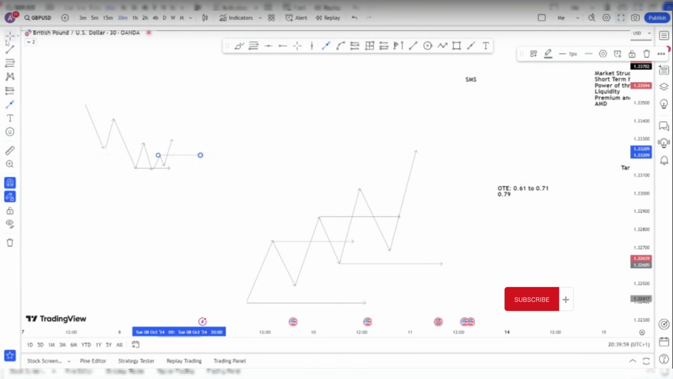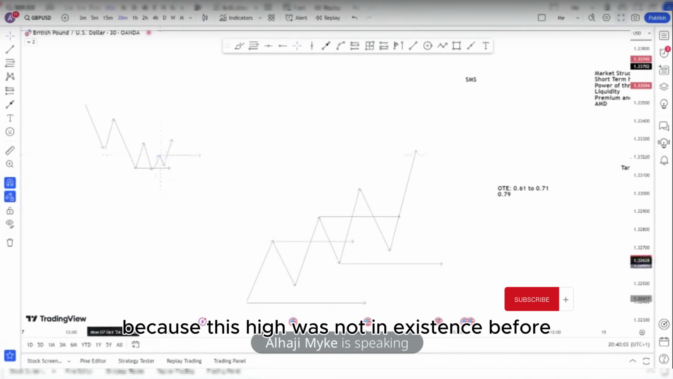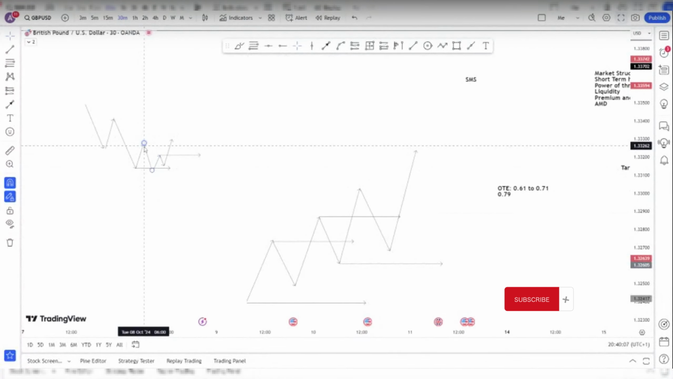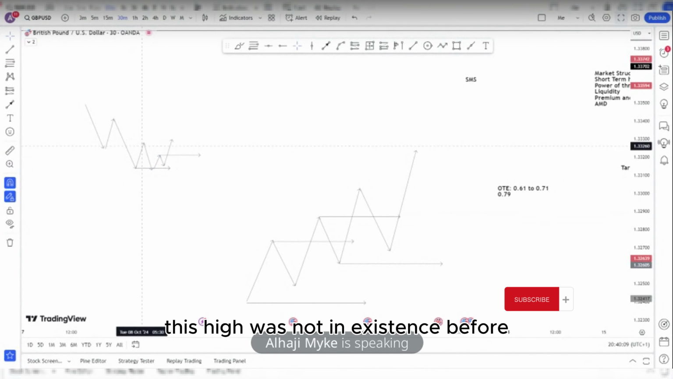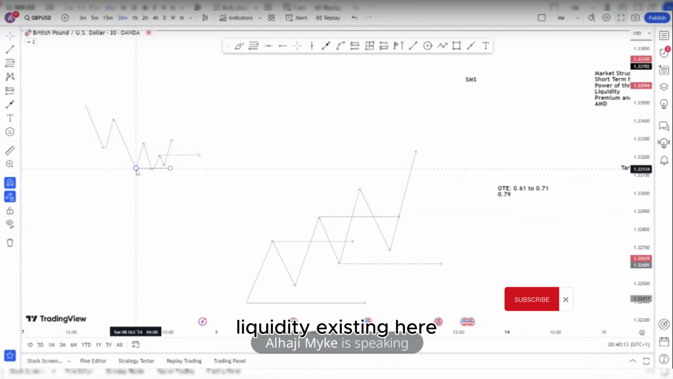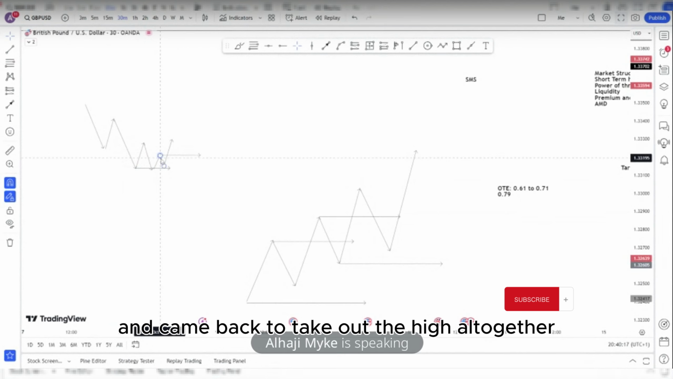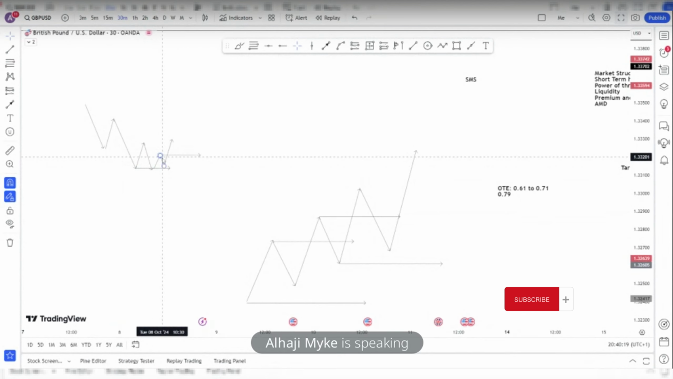Right. So this is a typical example of a short-term high because this high was not in existence before. Look, it was engineered after price swept the liquidity existing here. So it literally engineered this high, retraced down, and came back to take out the high. Are we together, guys? Yes, sir. So this is a short-term high.